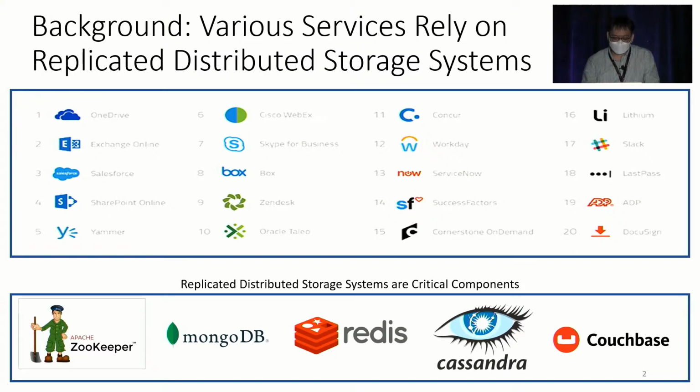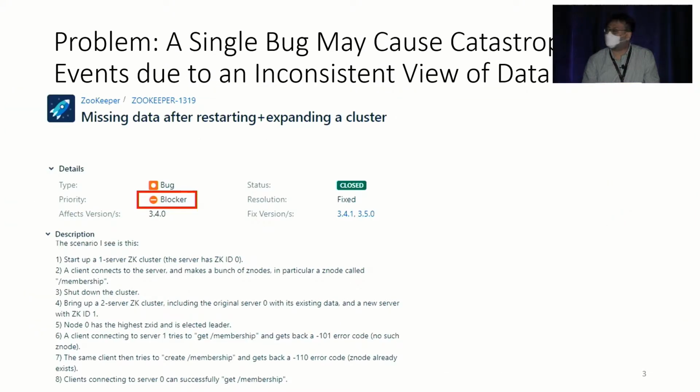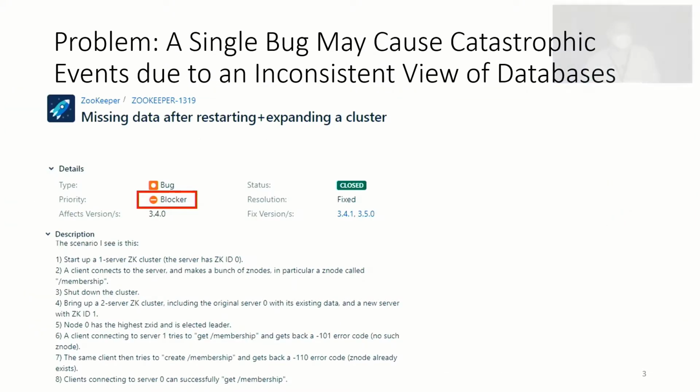In this talk, we'll focus on replicated distributed storage systems, where each replica is a key value store, trying to keep its data set in sync with other replicas. Here's one example convergence failure bug we found from the Jira bug database of ZooKeeper. Its priority is labeled as blocker, which means it's one of the most severe bugs.